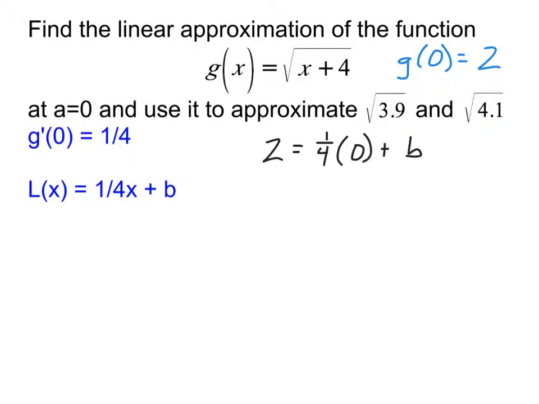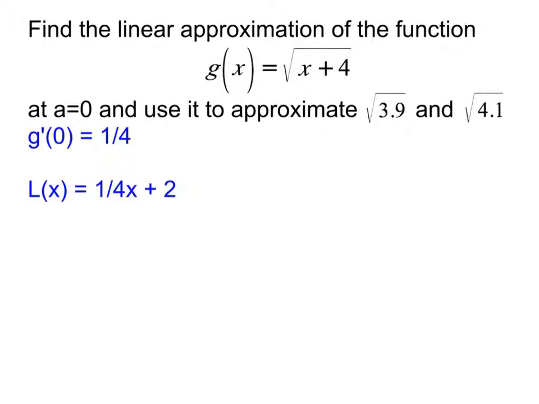And so when we plug in the x and y coordinates, I can then go ahead and solve it for b. Notice 1/4 of 0, of course, is 0, so we end up getting 2 equals b. Now that I know that b equals 2, I now know my equation, because I can just plug that 2 value in for b. So I now know what L of x equals. L of x, remember, is a way of estimating the value of my original function at values close to my a value. So I can use this for finding numbers that are close to 0.